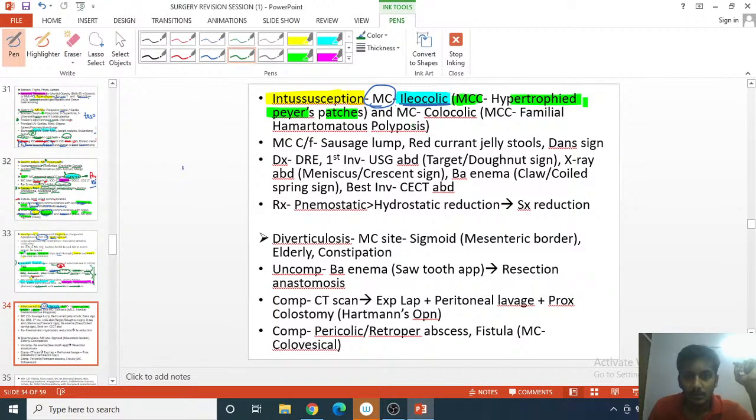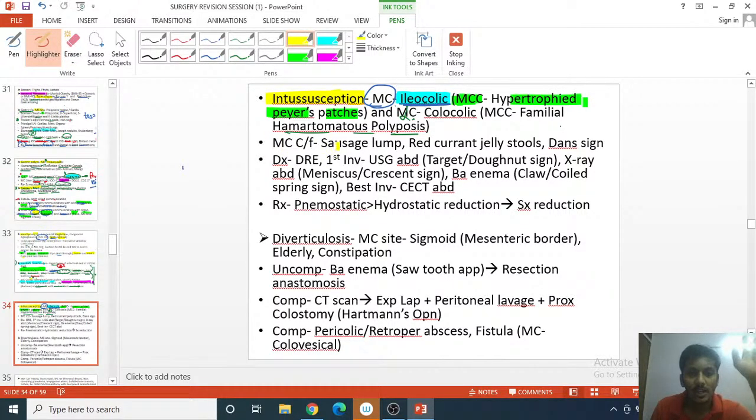Less common is your colocolic, and what is the most common cause of colocolic? It is your familial adenomatous polyposis. When polyps form in the colon, it can invaginate into the adjacent part, and this can lead to a colocolic intussusception. Colocolic intussusception is more common in adults, whereas ileocolic intussusception is more common in children. Please remember this.